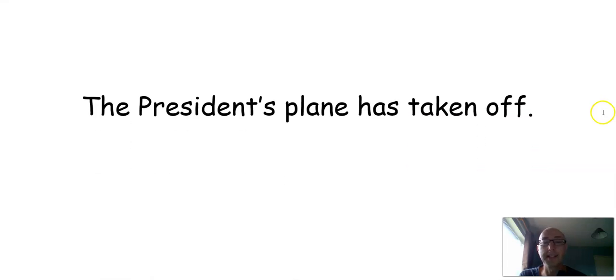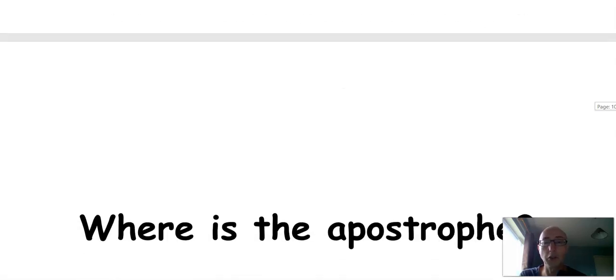The president's plane has taken off. Apostrophe S connected to the president's, because it's his plane. The plane belongs to him. It's the plane of the president. And that's all it is. So we take the person. If the person owns something, we put the apostrophe S onto the person or the thing, usually a person, to indicate that this is ownership.